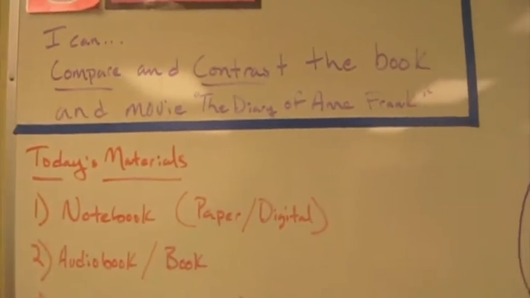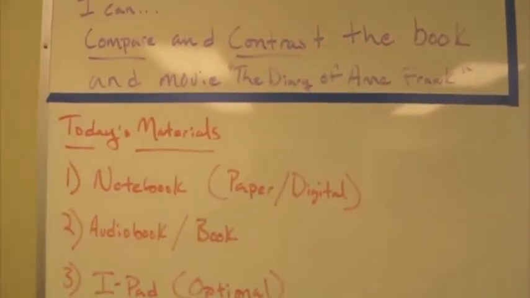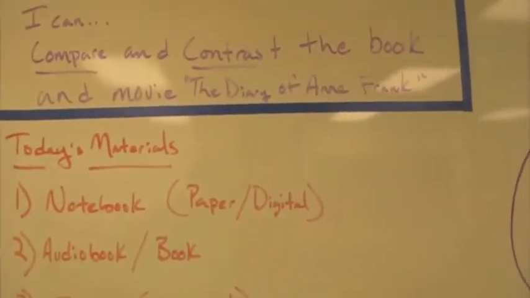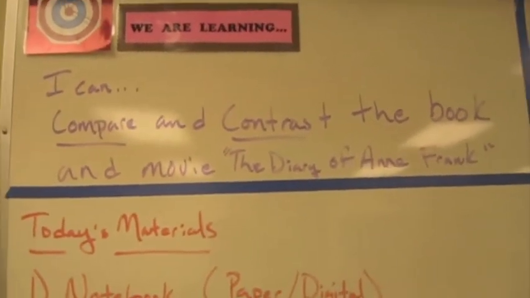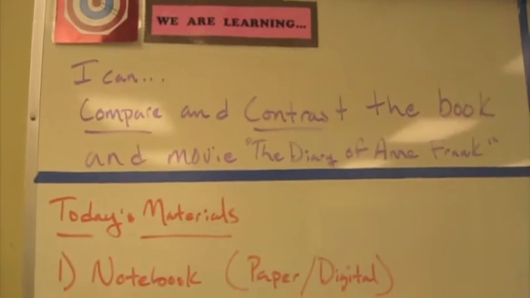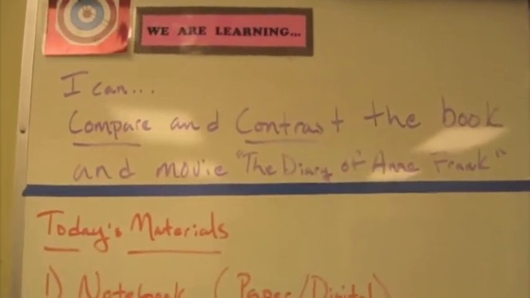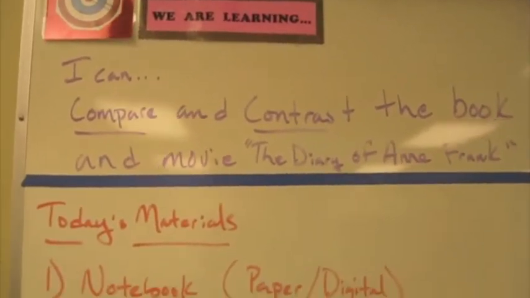Before I get going with my lesson, I wanted to show you some of the things that are written up on the board, because you probably wouldn't be able to see them from where the camera is seated. Up here in the corner is my I can statement, or my learning target, and it states that I can compare and contrast the book and movie The Diary of Anne Frank.